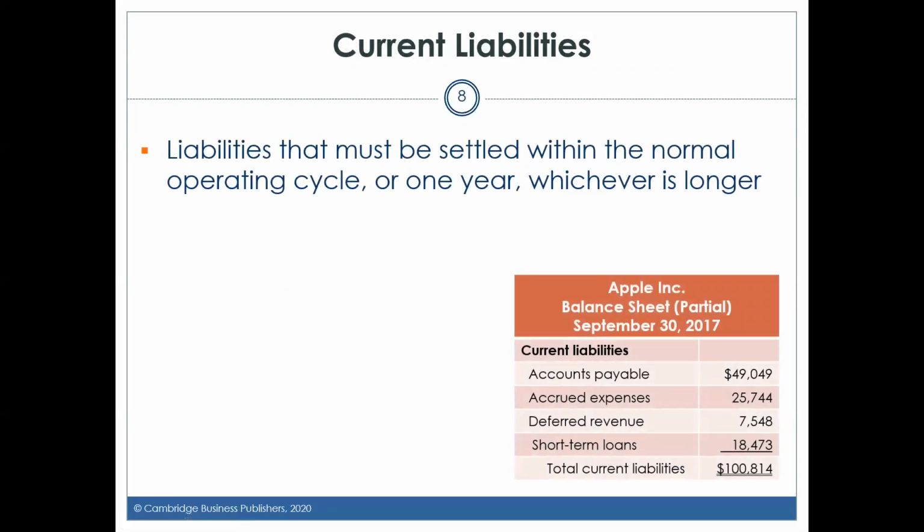Current liabilities. These are liabilities that need to be satisfied within a year. Technically, within the normal operating cycle, or 1 year, whichever is longer. But again, a company's normal operating cycle for most companies is less than a year, so a year. Examples are accounts payable, all the various accrued liabilities like wages payable, rent payable, utilities payable.